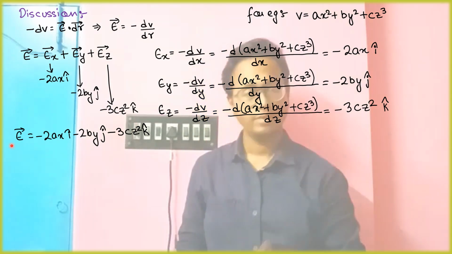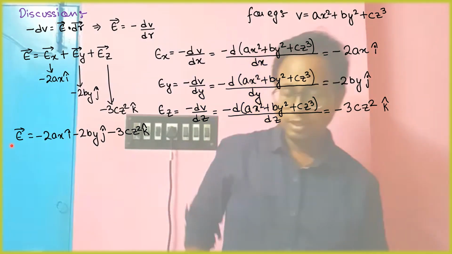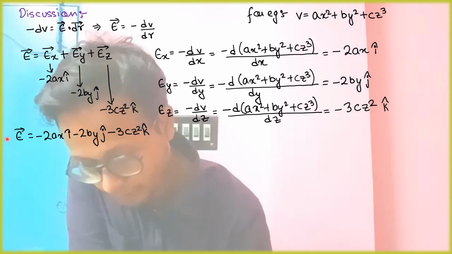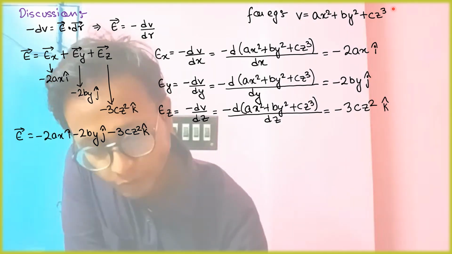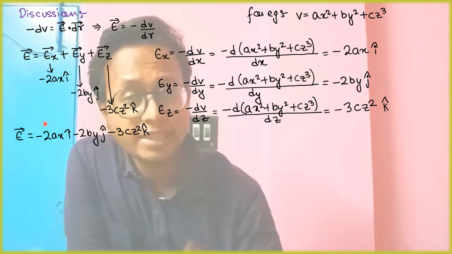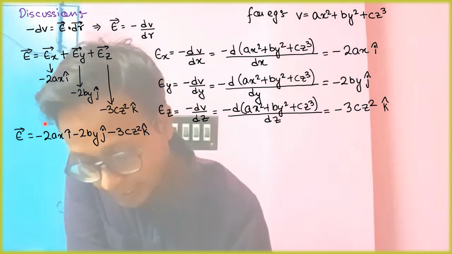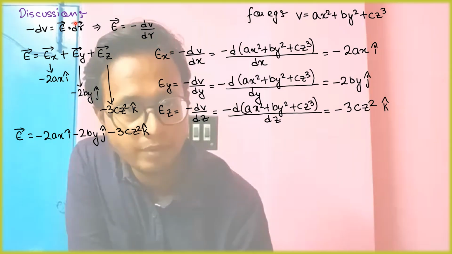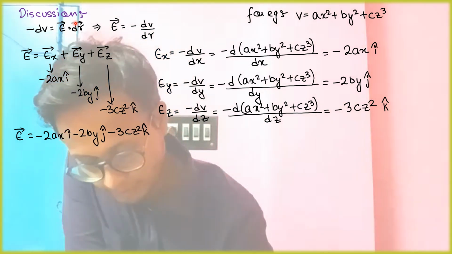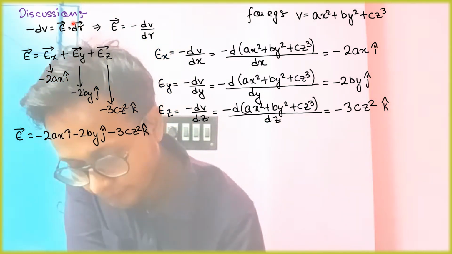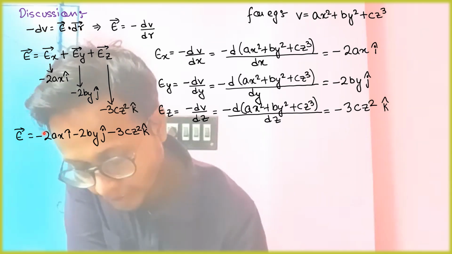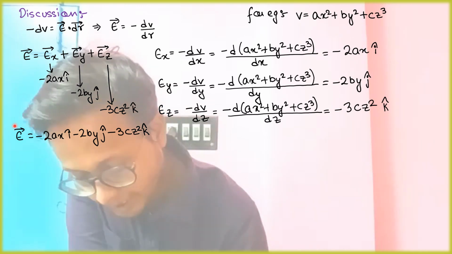Okay, understood? Now suppose the equation of electric field is given in the question. In the first part the potential was given, find out the electric field. In the second part of the question, the equation of electric field is given, and you have to find out the potential or equation of potential. So you have to apply the same formula, minus dV is equal to E dot dr. That means you have to integrate it. Now how do I integrate this type of equation?